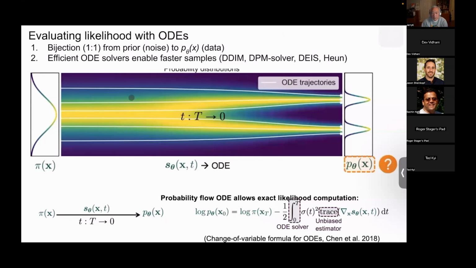And it's also relatively efficient, because now you can start with any noise and go through your steps using the ODE solvers to get faster sampling from the diffusion models.